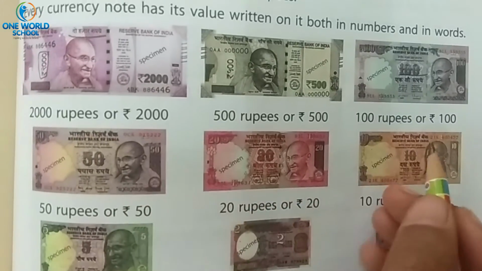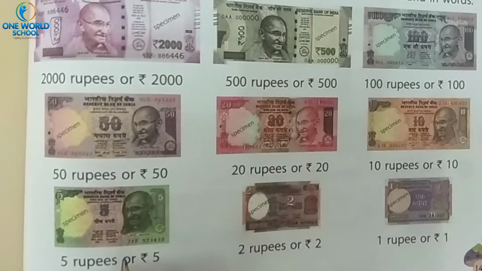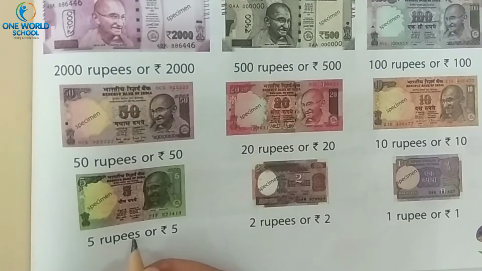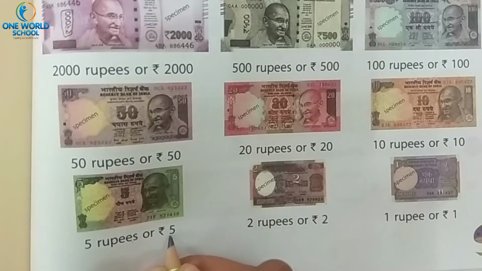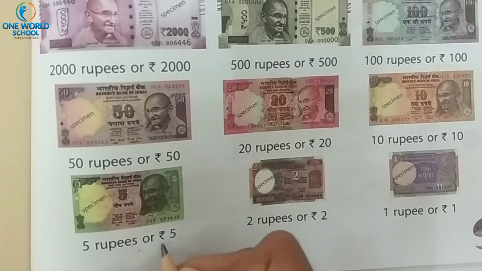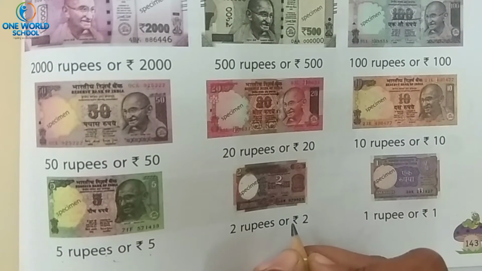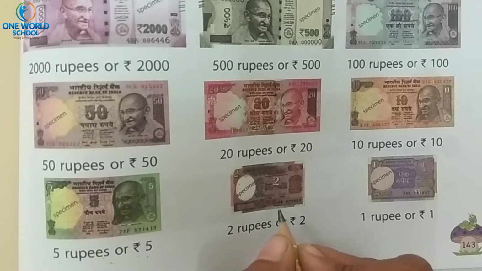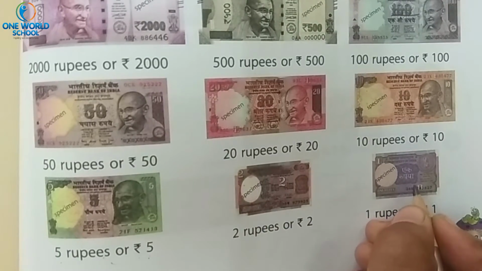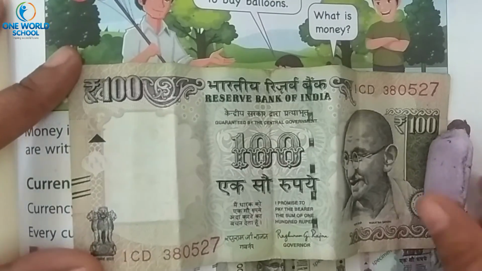Next, which note is this? 20 rupees. Then the 10 rupee note. Next is 5 rupees or rupee 5. We can write this in both ways: 5 rupees, or the symbol of rupees and then 5. Which note is this? 2 rupee note. And this one? 1 rupee note. Understood or not? Yes.